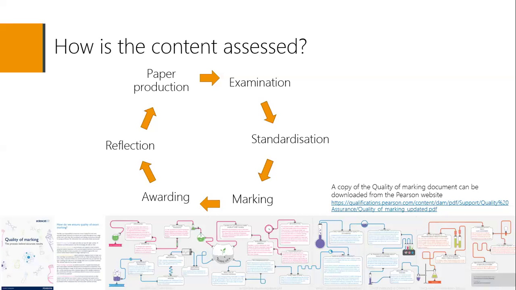Following awarding, the principal examiner for a paper will reflect on the performance of the paper. In particular, the principal examiner will look at questions that did not work as expected and use this to help refine the writing of the next paper.